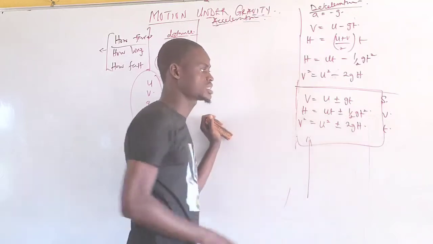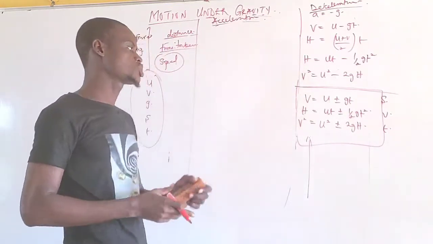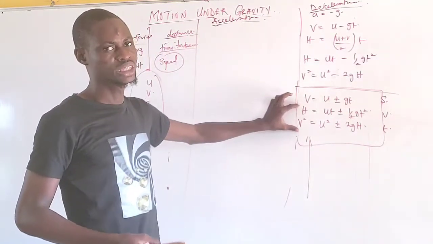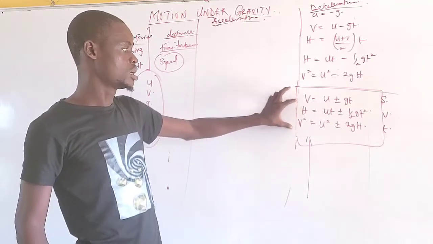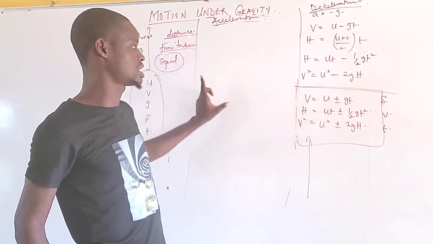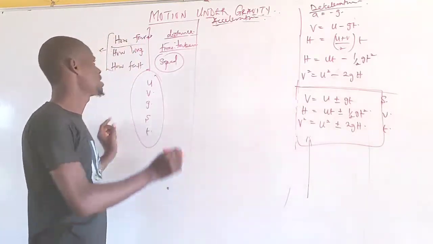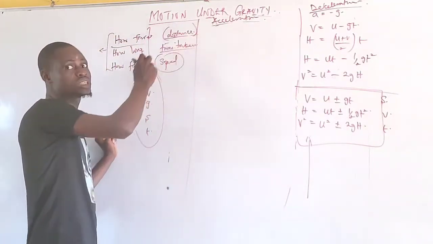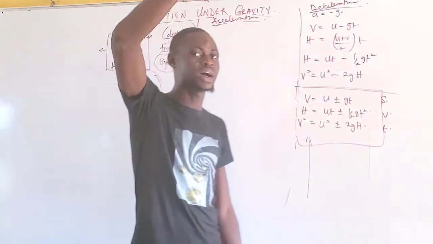This one also has distance, which is the height. But which one am I to use among these 2 equations? That's what you need to understand. To know the one that you're going to use among these 2 equations to find the distance, please note something. The distance that they'll be referring to here is the maximum height. What is the maximum height of the body?